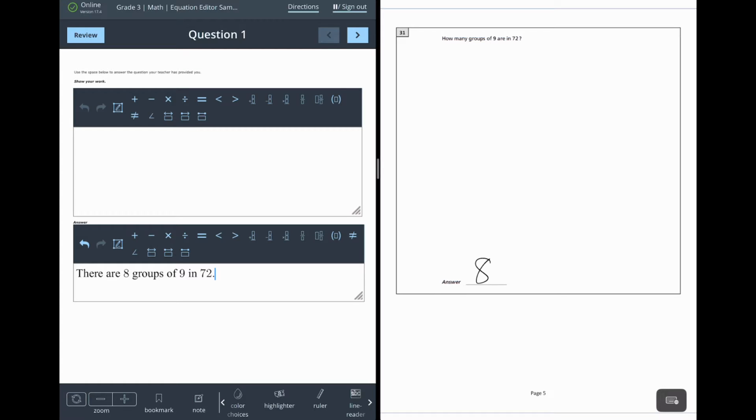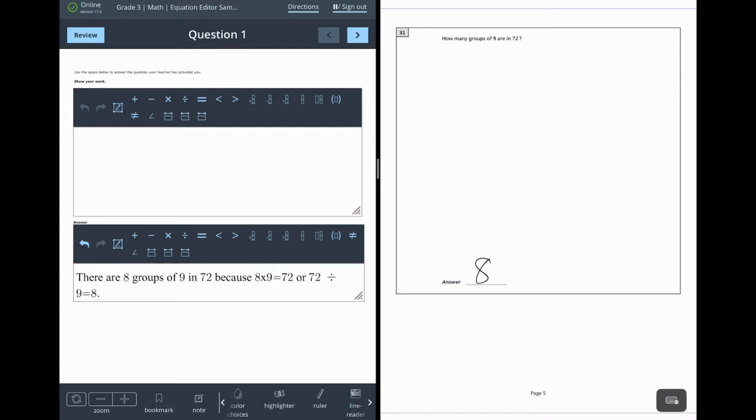There are 8 groups of 9 in 72 because 8 times 9 equals 72. Or you could have said because 72 divided by 9 equals 8. Either one of those will work if you wanted to, but really all you had to put was 8.